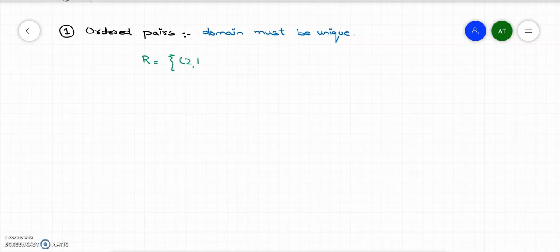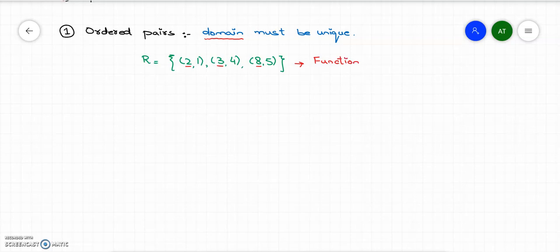Let's say (2, 1), (3, 4), and (8, 5). Let's see whether the given relation is a function or not. We need to find the domain, and the domain must be unique. So what is the domain of an ordered pair? The x coordinate is basically the domain. Here the x coordinates are 2, 3, and 8. So 2, 3, and 8 is the domain, and the domain is unique. So we can say that the given relation is a function because its domain is unique.